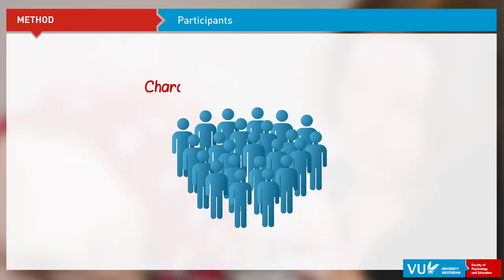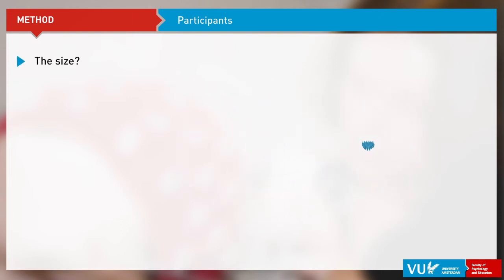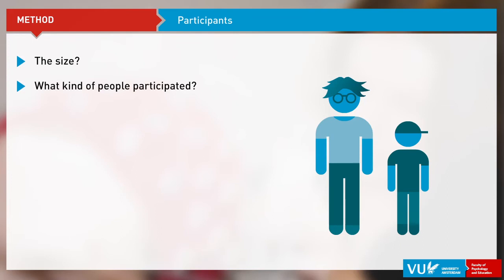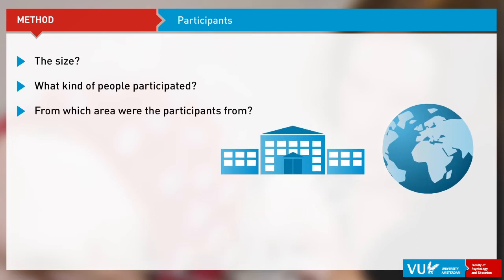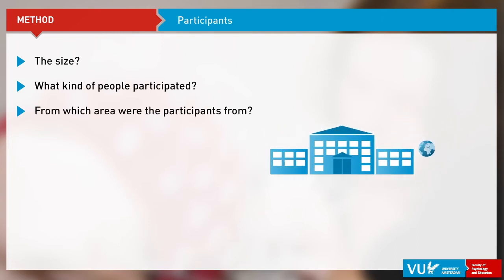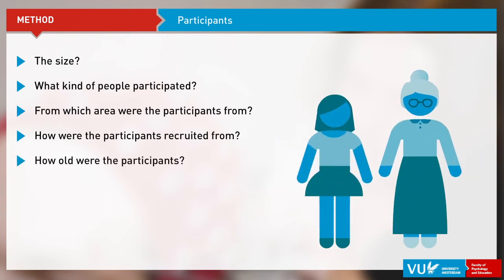It is important to name the following characteristics of your sample. The size. What kind of people participated? Students or children? From which area were the participants from? University or international? How were the participants recruited? Websites or universities? How old were the participants? Mean, standard deviation, and range.